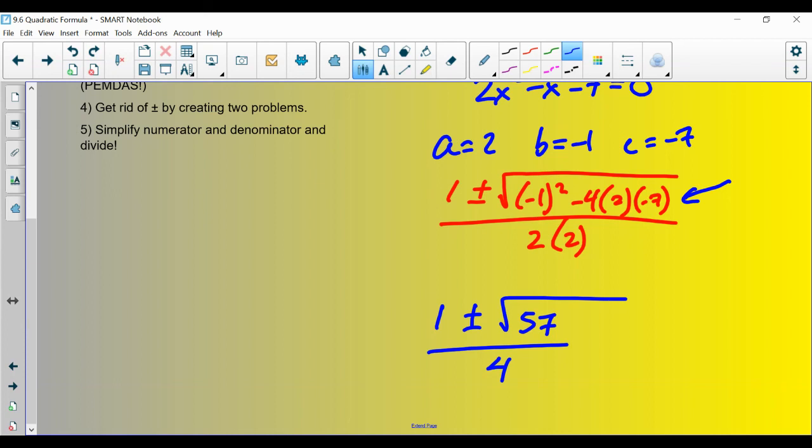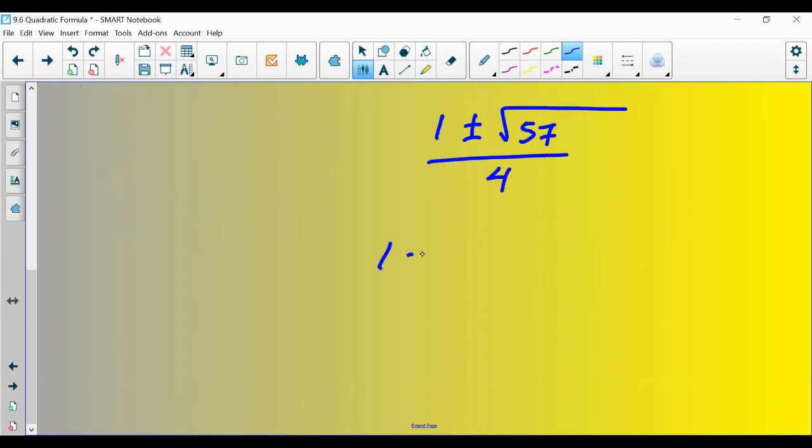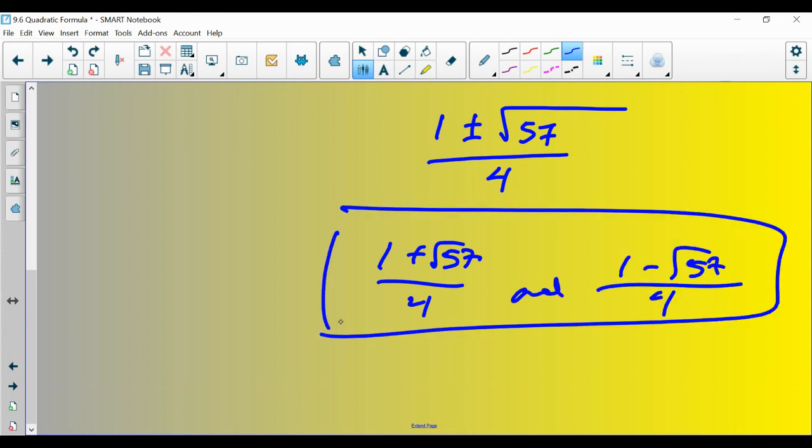So your next step is going to be to try to simplify the square root of 57. I could try to see if there are any perfect square factors of 57, but I know there aren't. 57 is already a simplified root. I know that because if I try to see if any of these numbers divide it, they don't. None of these numbers divide 57, and so we're good there. We can break this up into two separate problems, though, so it would look like 1 plus the square root of 57 over 4, and 1 minus the square root of 57 over 4, and those would be our two answers.